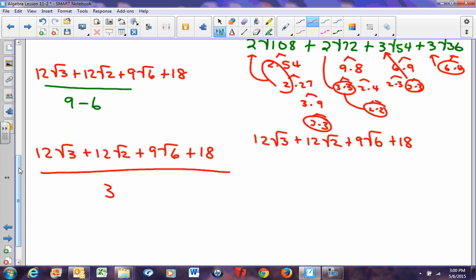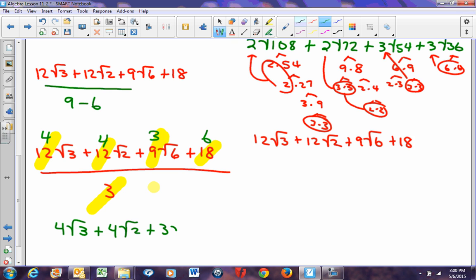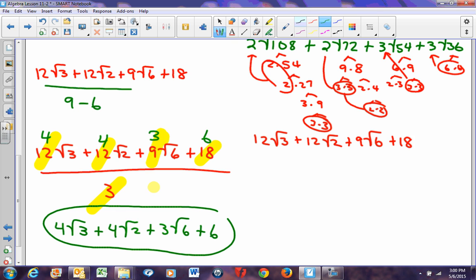But guess what? 3 can go into all of these numbers. So the 3 goes into the 12s 4 times. It goes into that 12 4 times. It goes into 9 3 times. It goes into 18 6 times. So my final answer, 4 square roots of 3 plus 4 square roots of 2 plus 3 square roots of 6 plus 6. My goodness, that's a long answer, isn't it?